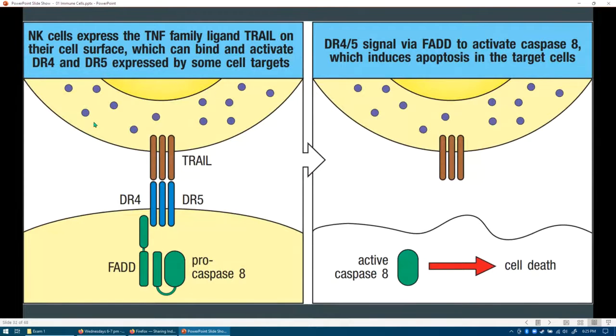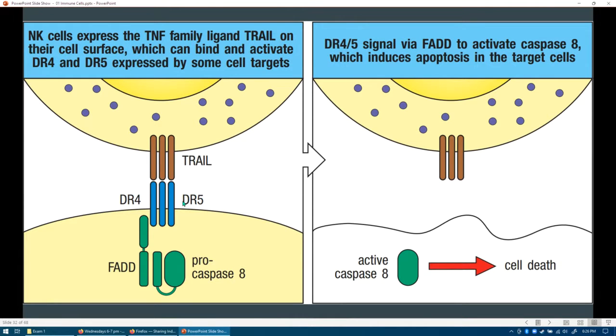Another way that they can kill, which wasn't mentioned in the other slide, is this protein called TRAIL, which has a really weird long name. It stands for TNF-related apoptosis-inducing ligand. So TRAIL is a protein that can, by itself, cause a target cell to die. The way that TRAIL works is it can only tell a cell to die if the cell is expressing a death receptor, usually DR4 or DR5, either of those two.